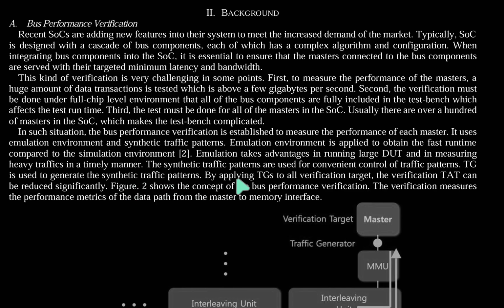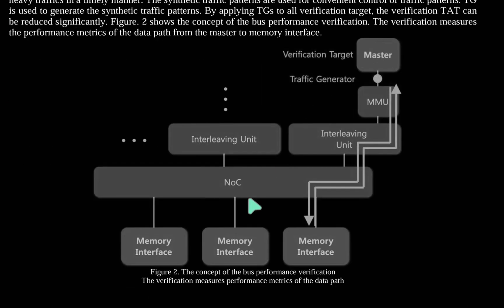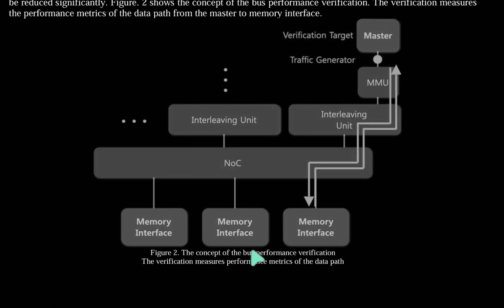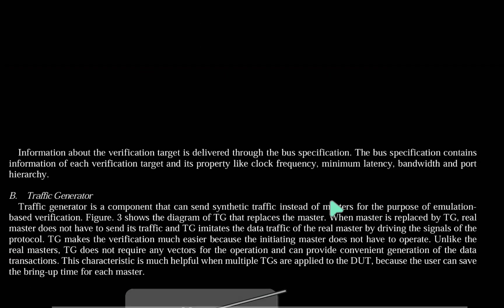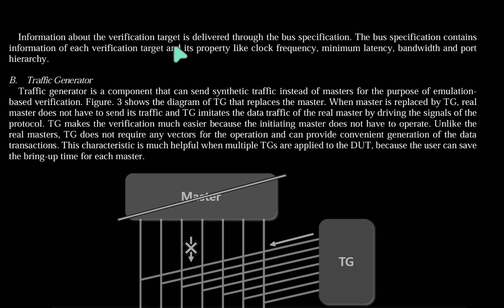Figure 2 shows the concept of the bus performance verification. The verification measures the performance metric of the data path from the master to the memory interface. The information about the verification target is delivered through the bus specification. The bus specification contains information of each verification target, its property like clock frequency, minimum latency and bandwidth, and port hierarchy.